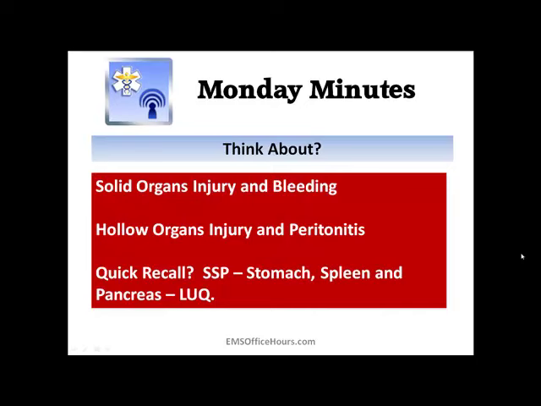And a lot of the main problems you're going to see are injuries to the solid organs, and what will end up happening most of the time will be bleeding. And with your hollow organs, when you have injury, the result is often peritonitis, okay?